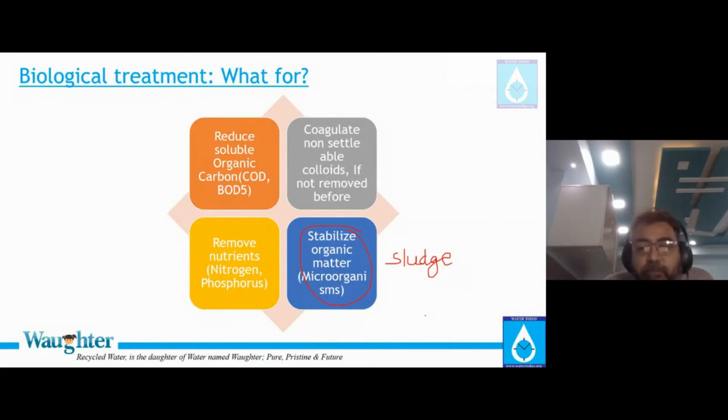This sludge is the main reason for odor in your wastewater treatment plant. Nowhere else. If you cannot manage sludge well or stabilize organic matter well, your wastewater treatment plant will stink. Nobody can save you. Somebody can come and try to sell you a powder of 1,500 rupees a kilogram that you use in your aeration tank, in the equalization tank.